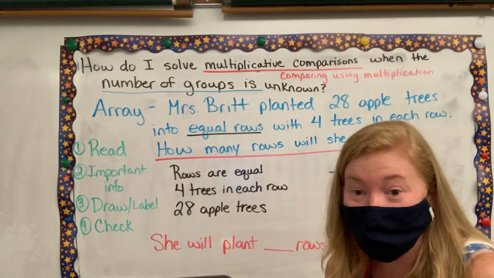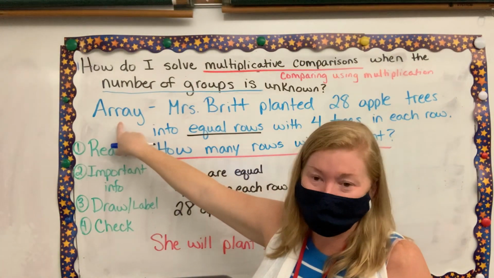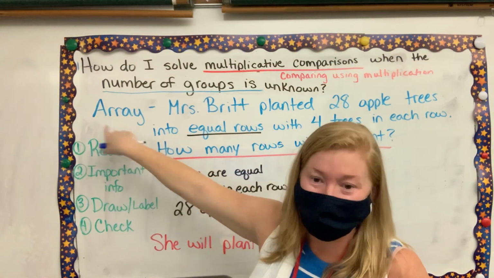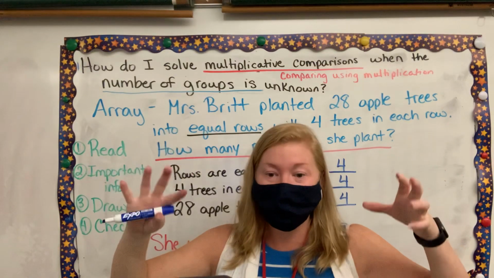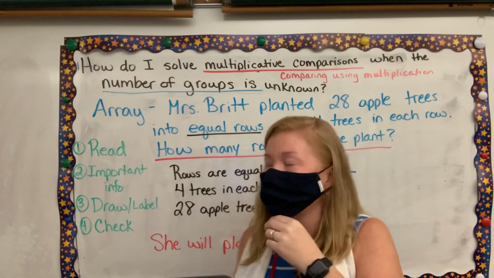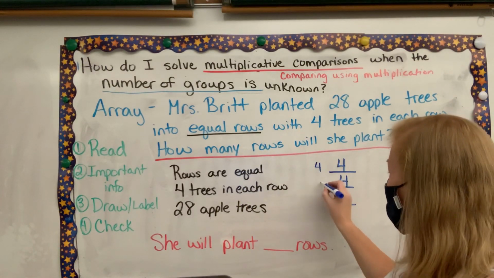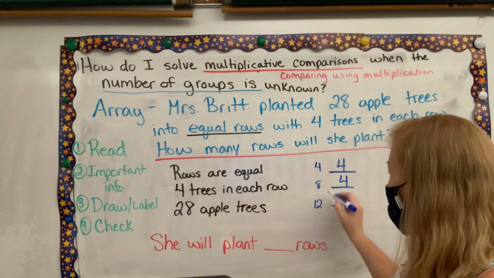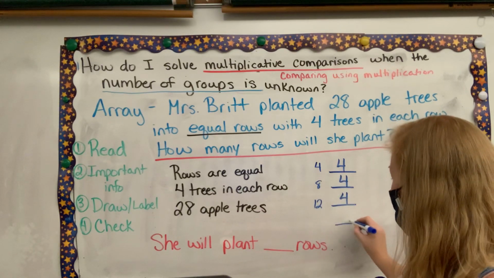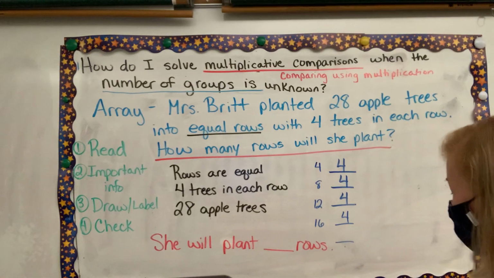But because I'm looking for an array, you have to do dots, because that's what an array looks like. It's objects that are in equal rows and columns. For that reason, you have to do the dots. But this is the fast way. So I would have 4, 8, 12, 16. What comes next? Somebody tell me.